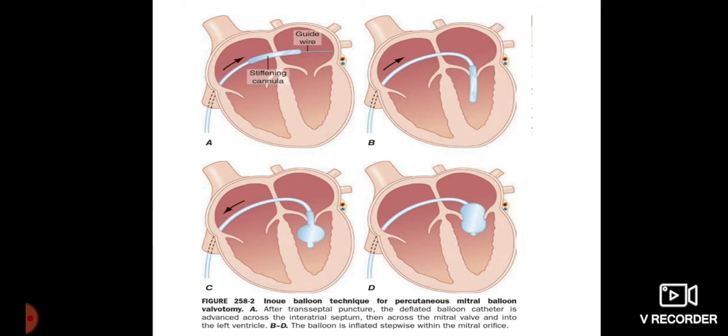Percutaneous mitral balloon valvotomy. You can see figure A. After transseptal puncture, the deflated balloon catheter is advanced across the interatrial septum, then across the mitral valve and into the left ventricle. The balloon is inflated stepwise within the mitral orifice.